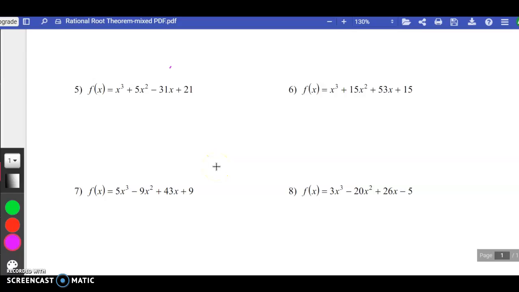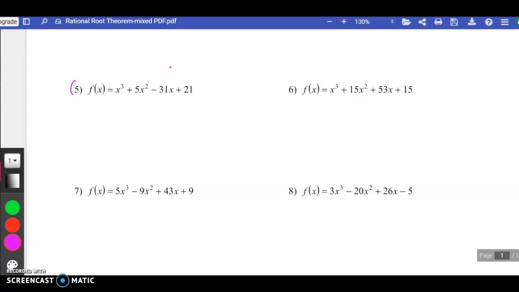Alright, hello and welcome back to the rational root theorem. My apologies, this worksheet, the rational root theorem mixed, was supposed to be the third worksheet, and I put it in as second. That's my fault, I apologize for that. There's a step in here that we hadn't talked about yet, and I need to go over that for you.